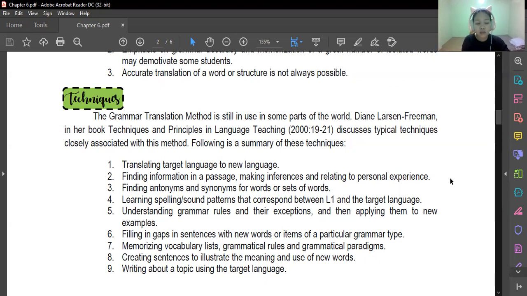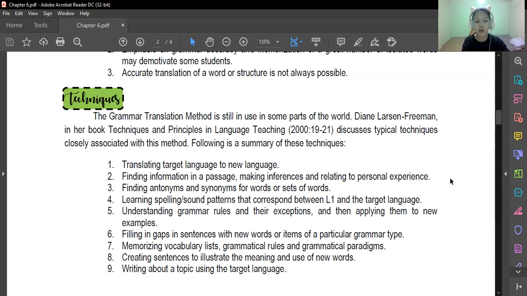Now, also using filling in gaps in sentences with new words or items of a particular grammar type. You're very familiar with this, right? This is how we learned. This is how we were evaluated or assessed before. Fill in the blanks. Okay, the children, blank. Your clue is or are playing in the ground. So what is correct there? What do you put in the blank, in the gaps? So that's how it is. You use GTM in that aspect.